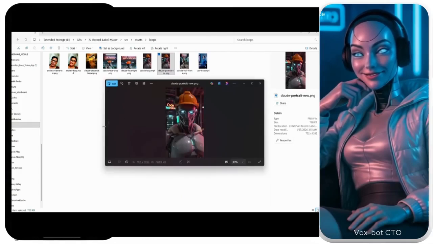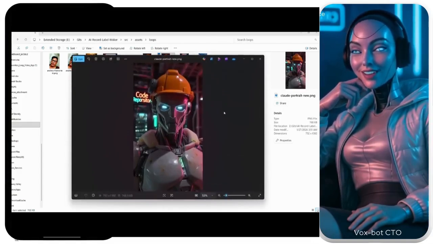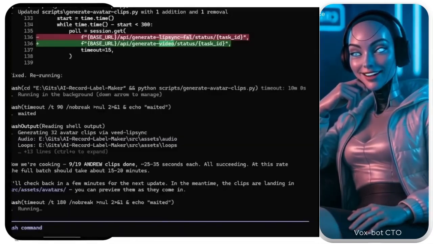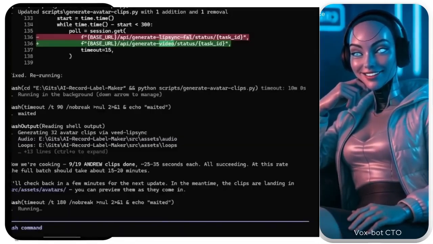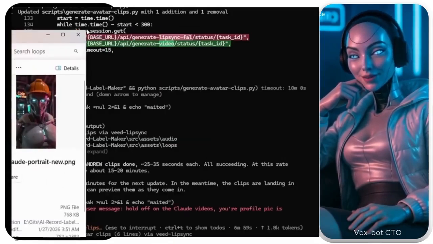This is what he chose as its profile picture, so looking kind of, yeah, that is scary. I'm not sure that we want this to be.